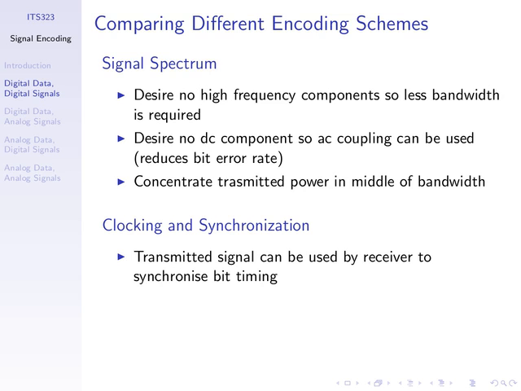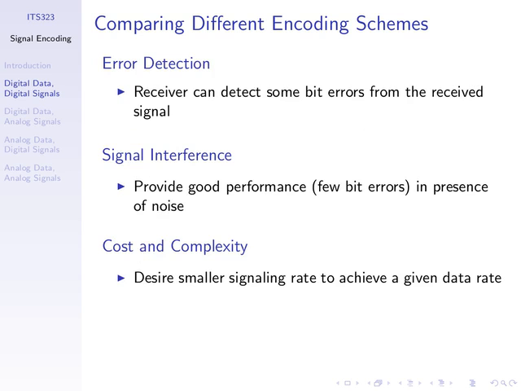We'd also like to allow synchronization of the receiver's clock to the transmitter, and detect errors, which is a useful feature. Avoid interference, so some schemes provide better avoidance of interference than others. And keep the complexity of the transmitter and receiver low. The more complex the scheme, the harder it is to implement and the higher the cost.